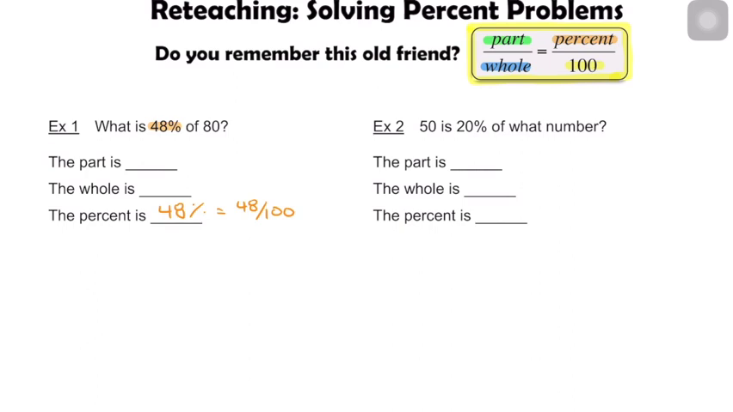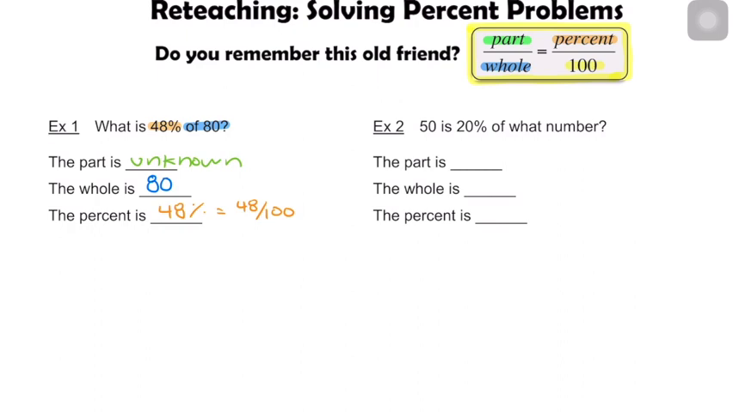Now, given the context of this question, there's some things that you want to be on the lookout for. Whenever you see the word of, that is a clue as to the fact that the number it's next to is in fact a whole, right? So 80 is the whole, and then 48% of that whole, we're trying to figure out what the part is. So in this case, this is our unknown. The part is what we're going to be searching for in this question.